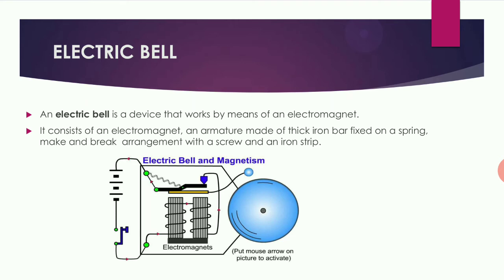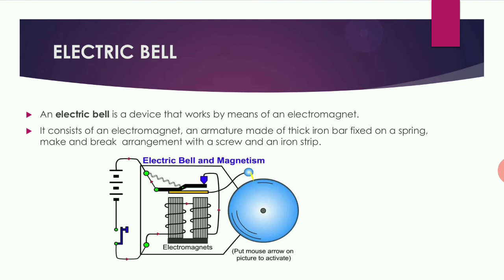The circuit is closed and the current starts flowing. First it flows through the coil of the electromagnet. It acts as a magnet and pulls the iron bar towards itself. The hammer, which is attached to the iron bar, strikes the gong.